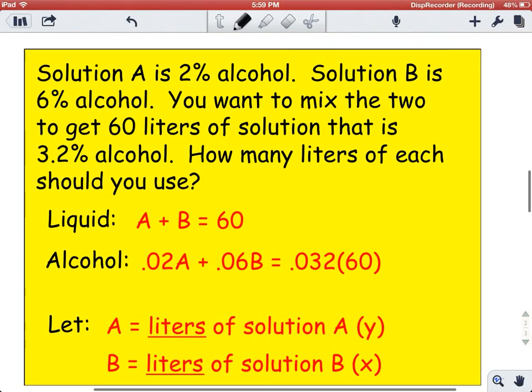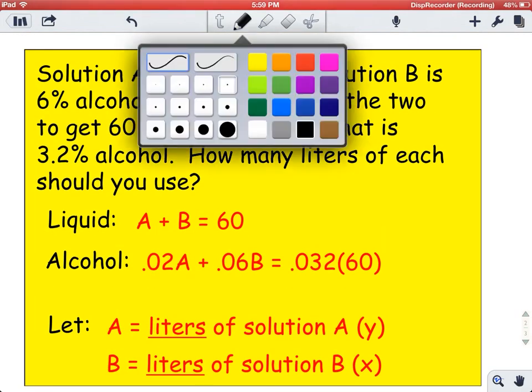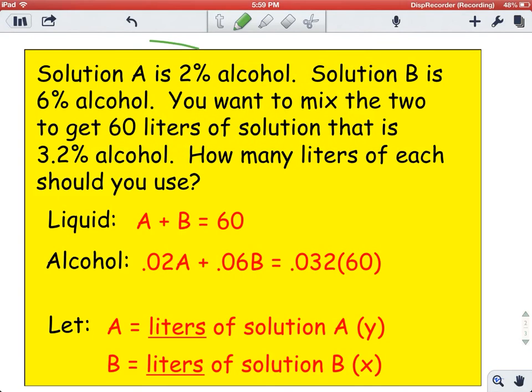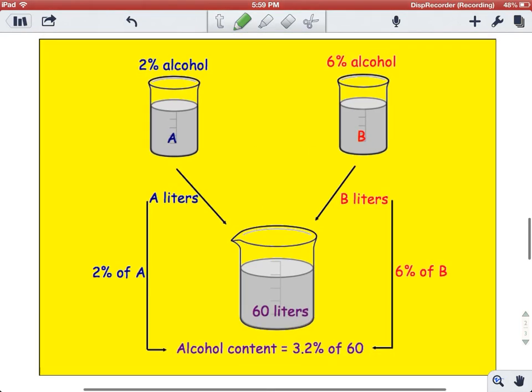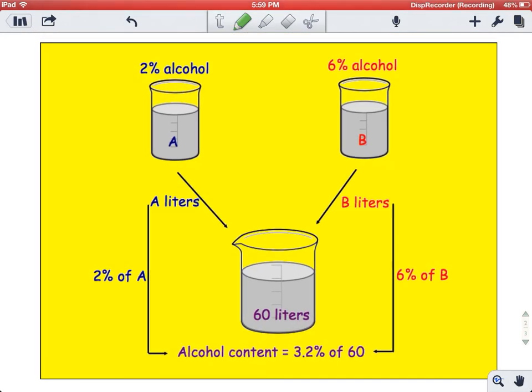All right, let's do an actual word problem. Here I'm giving you the solution percentages: 2% for solution A, 6% for solution B, and I want to mix the two together to get 60 liters. So let's take a look at the picture that's happening here. Notice that this is an algebra problem now, so there are different unknowns. I don't know how much total liquid is in beaker A and beaker B. I do know the concentration though. And here's what I do know now: I want a final concentration of 3.2% in my 60 liters.